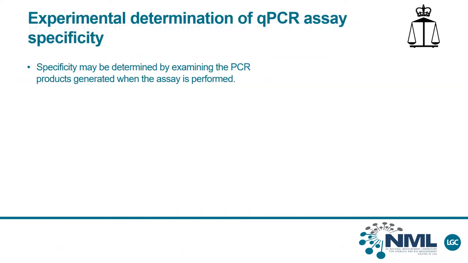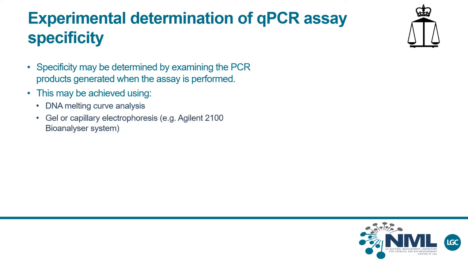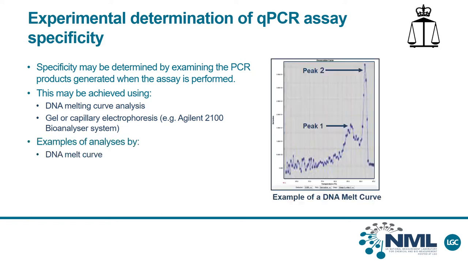Assay specificity may also be determined directly through examination of the PCR products. This may be performed using either a DNA melt curve analysis or by gel or capillary electrophoresis. With DNA melt curve analysis, the presence of more than one melt peak is indicative of the presence of multiple PCR products, including primer dimers as illustrated here.